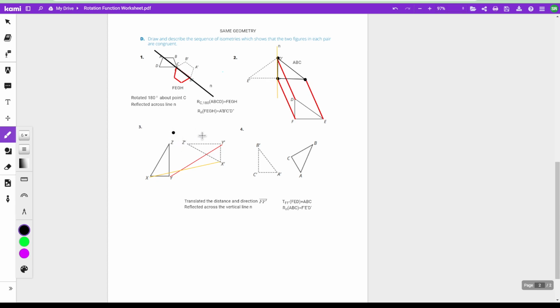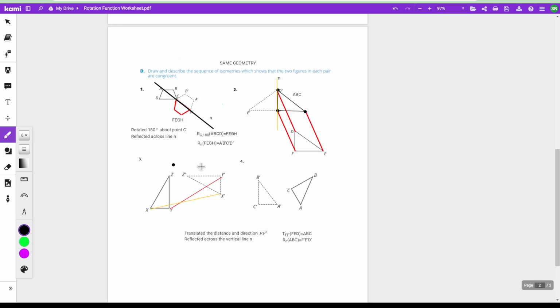So any way you want to do it, like I said, there's multiple answers to these questions. The most important thing is to just be able to visualize how you can take a pre-image onto its image through a series of transformations and being able to visualize that in your head. That's really what we're trying to practice here.